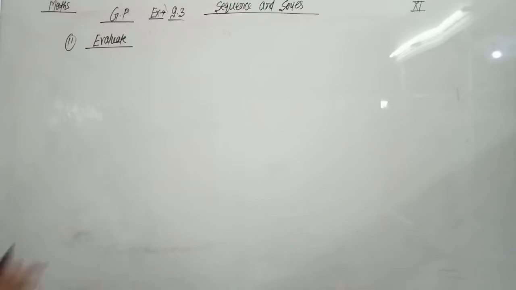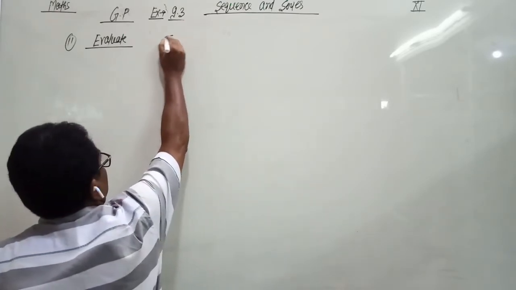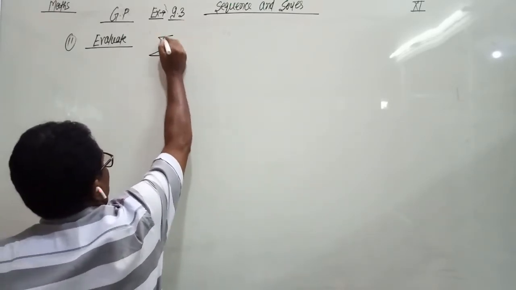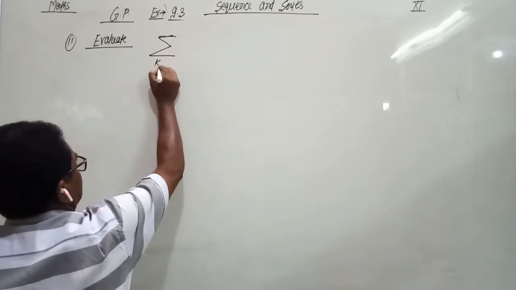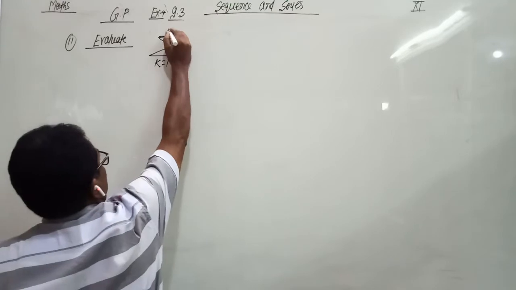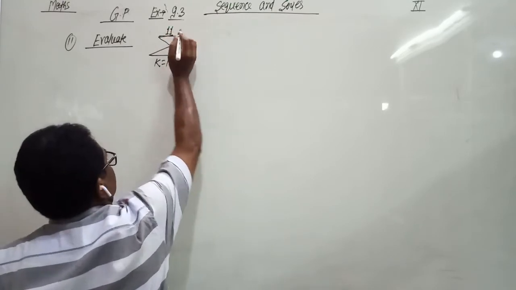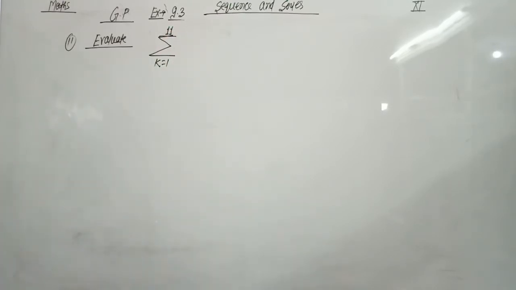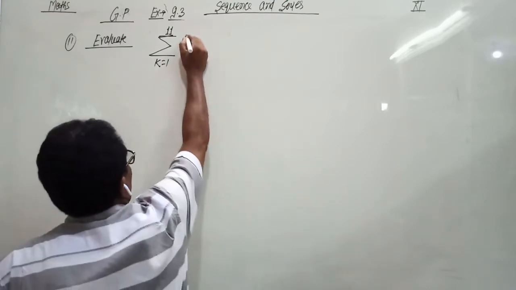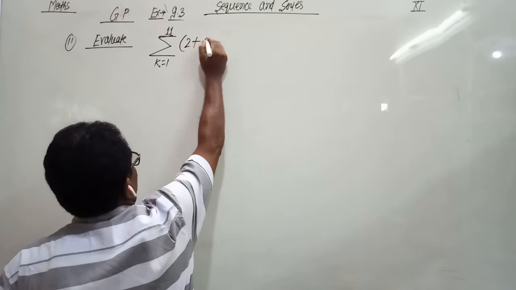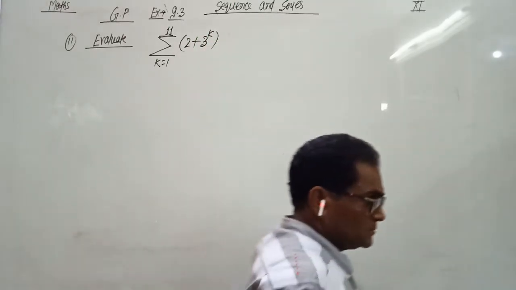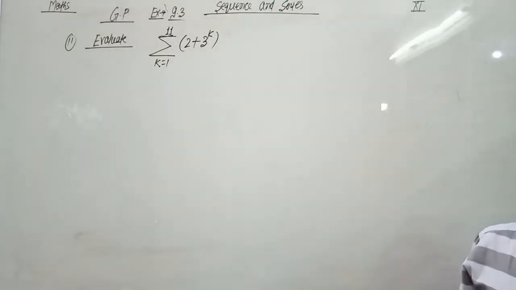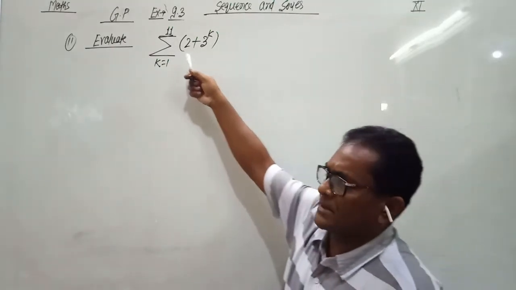Summation k equals 1 to 11. This is called summation, which means sum, k equals 1 to 11 of 2 plus 3 raised to the power k. The sequence is given in terms of summation.